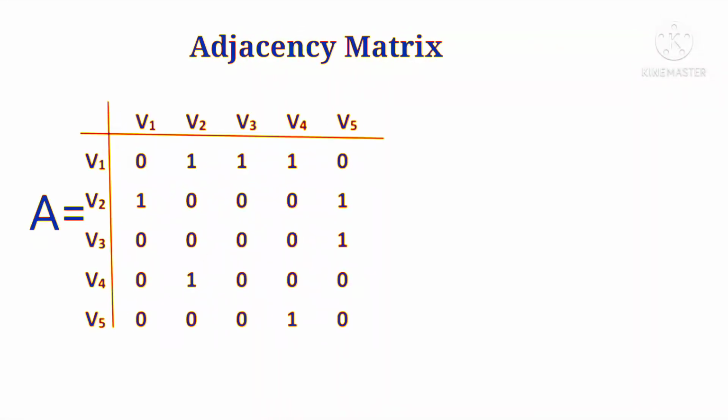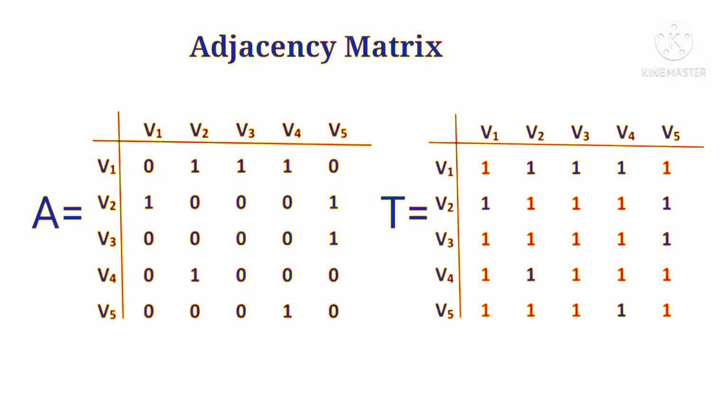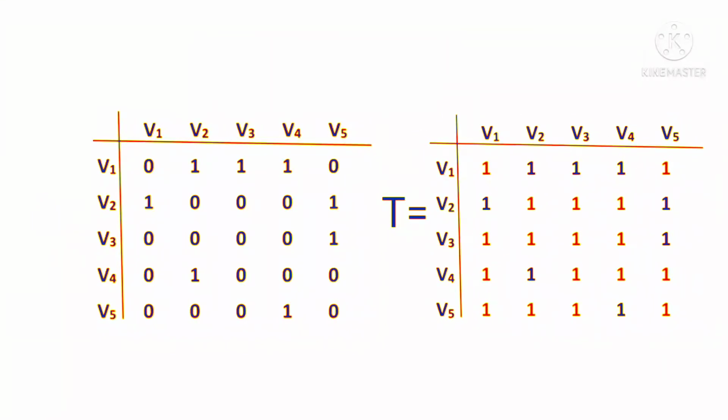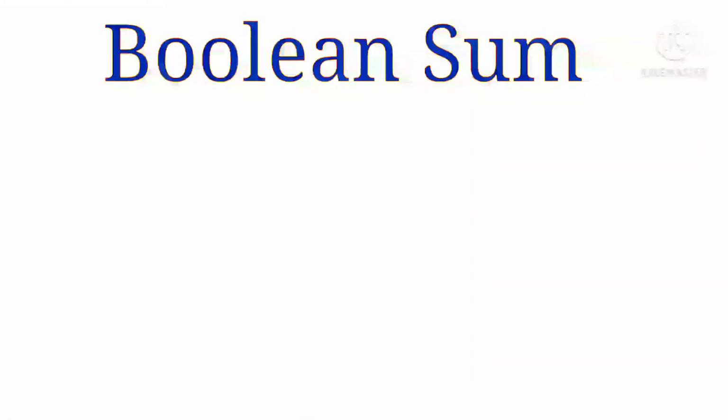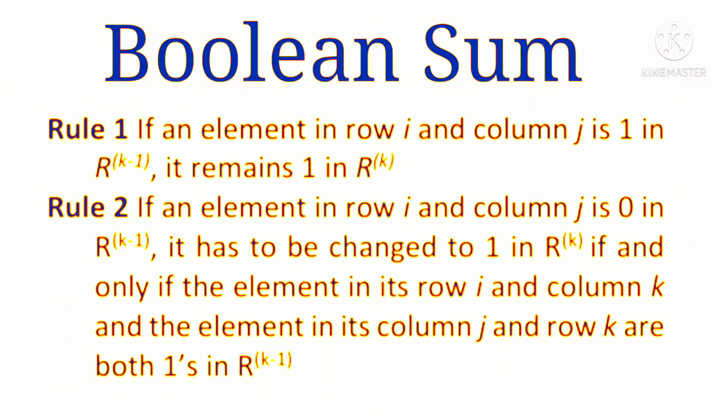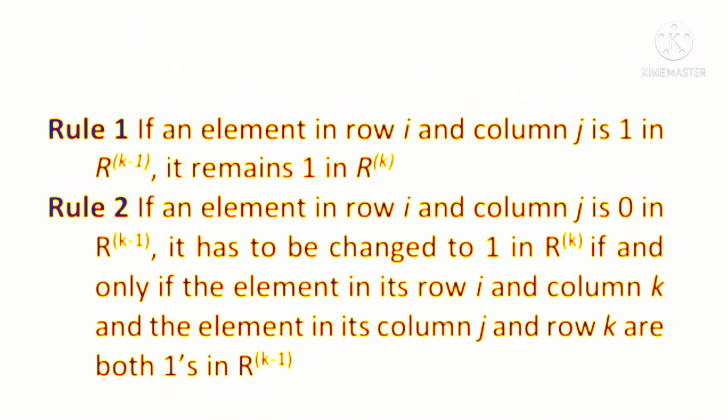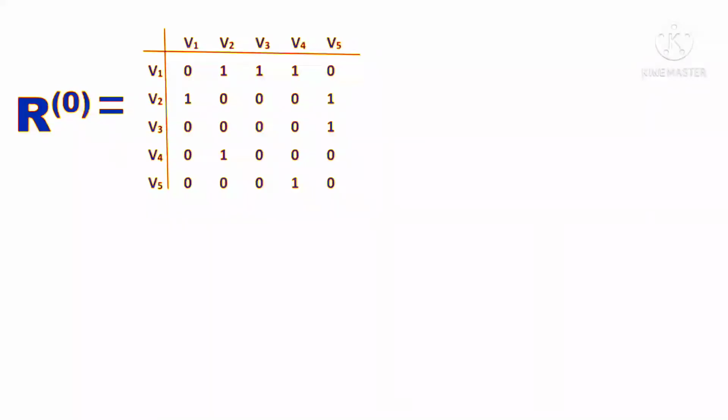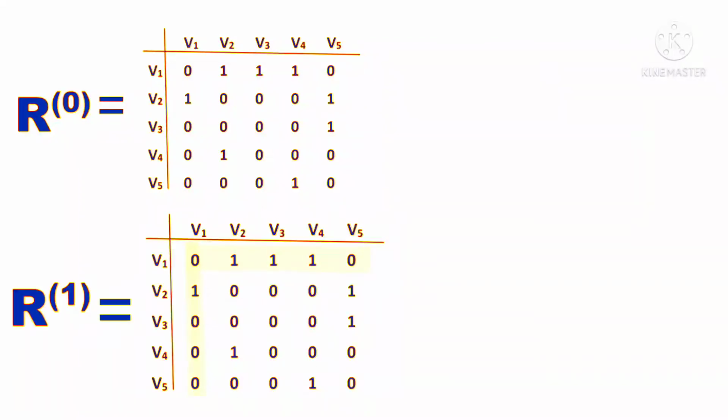So this is the adjacency matrix to get the transitive closure. And now let's proceed to the next method, which is the Boolean sum. We will use the two rules of the Boolean sum. In R to the power of 0, a 1 reflects the existence of a path with no intermediate vertices. R to the power of 0 is just the adjacency matrix, so the highlighted parts are used for R to the power of 1. The highlighted row and column are used for getting R to the power of 1.